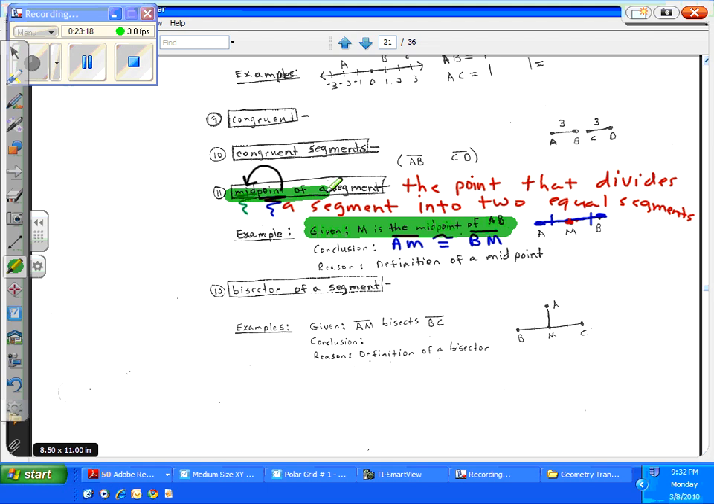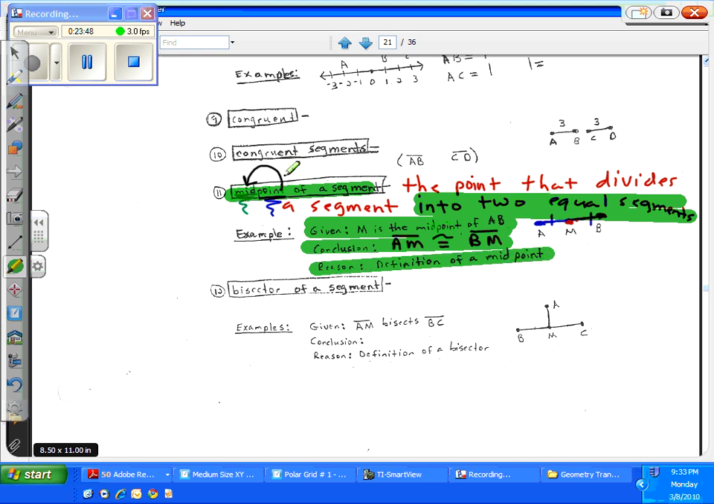Well, I can conclude by the definition of a midpoint that it's the point that divides a segment into two equal segments. So what do we get out of a midpoint? Two equal or two congruent segments. So given that M is the midpoint of AB, I can reach the conclusion that segment AM is congruent to segment MB or BM with the reason definition of a midpoint.